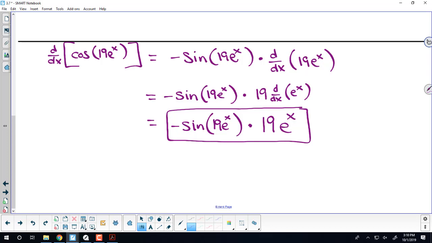Does anybody have any questions on that? Derivative of cosine 19 e to the x. Negative sine of 19 e to the x, except the 19 isn't a pi. Okay, all right. So that's the derivative of that.